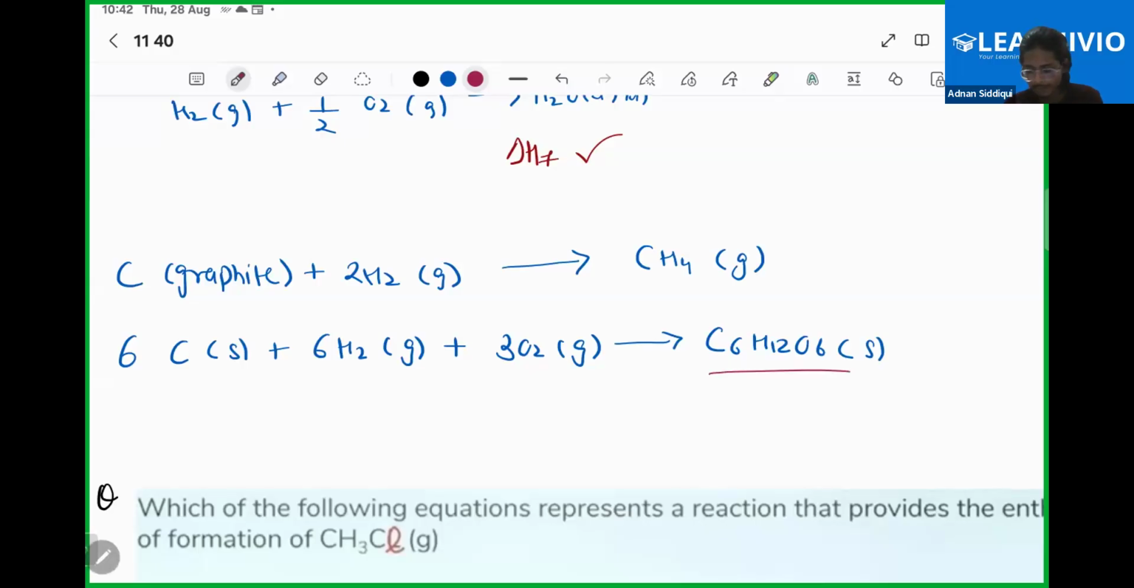Similarly, what is this? Glucose. If you have to make glucose, you will take carbon, hydrogen, and oxygen in their elemental state: carbon as C, hydrogen as H2, and oxygen as O2. Is it making sense? After this, you have to balance.